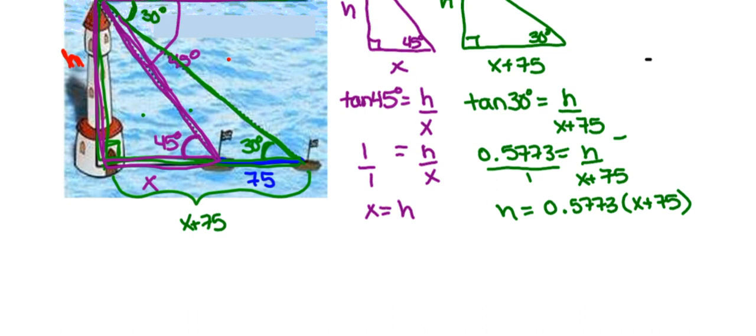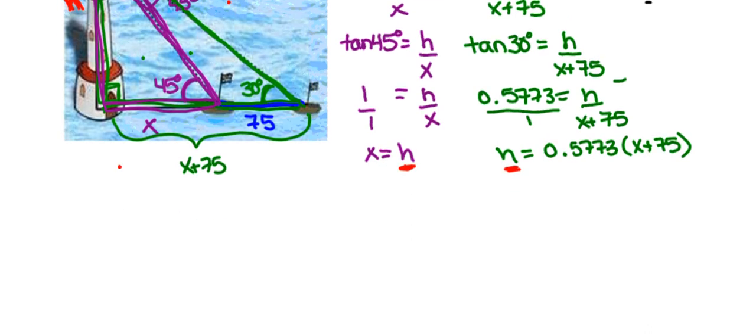And so now I notice that h is equal to x. H is also equal to the 0.577 number times the quantity x plus 75. Since both of those values are equal to h, substitution tells me that they must also be equal to one another. So I'm going to go ahead and write an equation now that sets those equal. So x is equal to 0.5773 times the quantity x plus 75.